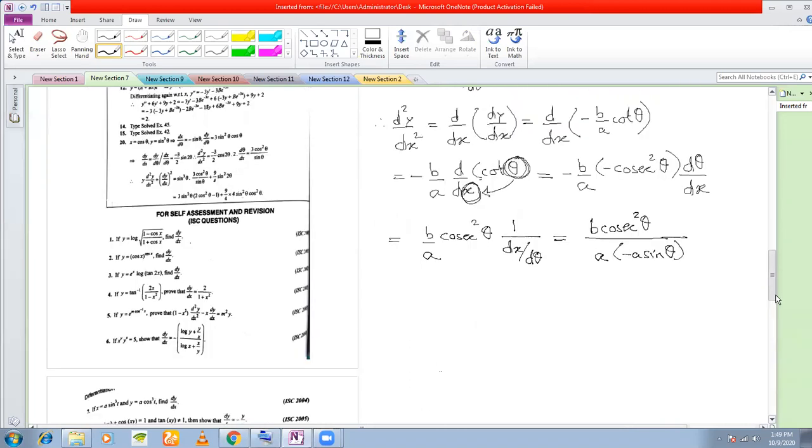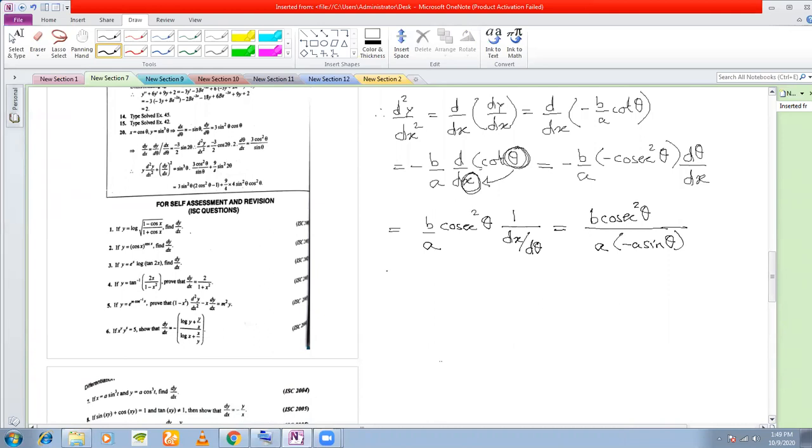Right? Yes. So this becomes minus b by a square, cosec square theta divided by sin theta. But because I have a cosec in the numerator, I'll change sin to cosec. I'll write sin as 1 by cosec. So I'll simply get minus b by a square cosec cube theta. This is d2y dx2. Clear? Yes, sir.